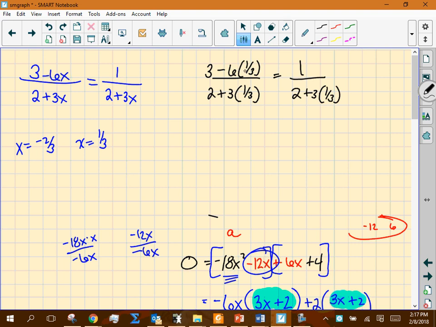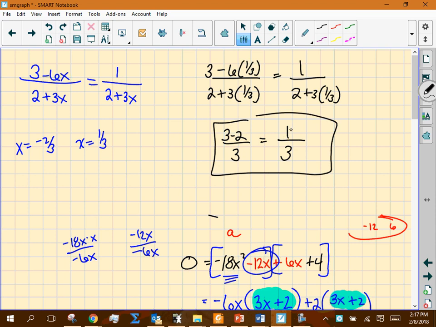Well, let's think about this. What's 6 times 1/3? 2. So I get 3 minus 2 up top. What's 3 times 1/3? 1. So I get 2 plus 1 on the bottom, right? So 3 on the bottom. Over here, I'm going to get 1, and this becomes 3 on the bottom, right? Are these two things equal? Is 3 minus 2 the same thing as 1? Yeah. Okay, so that tells me that 1/3 is an answer.